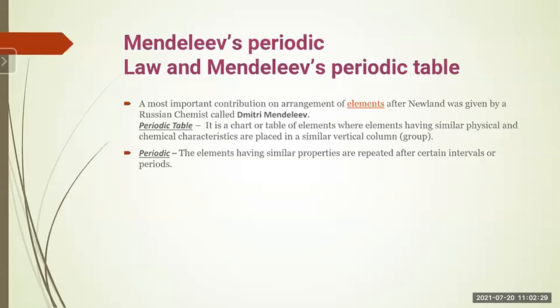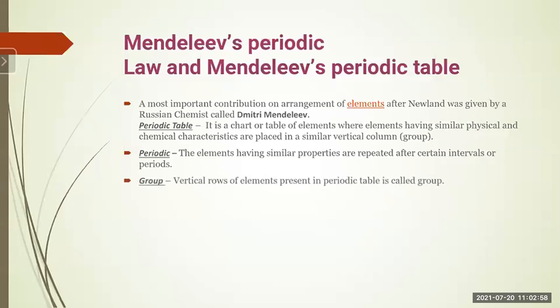What is meant by periodic? So we are talking about the periodic classification. What does this word mean? The elements having similar properties are repeated after certain intervals or periods. Therefore, that is the periodic. Remember this thing: the elements having similar properties are repeated after certain intervals.